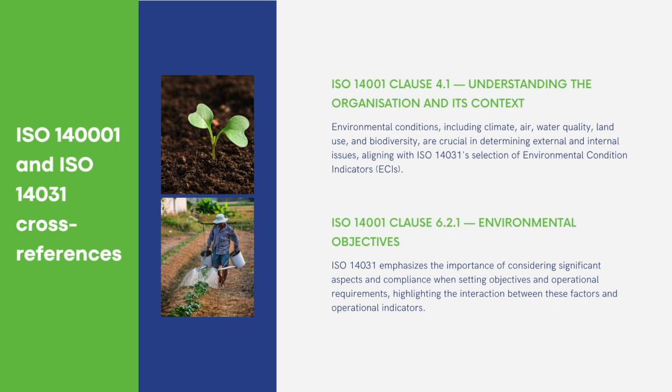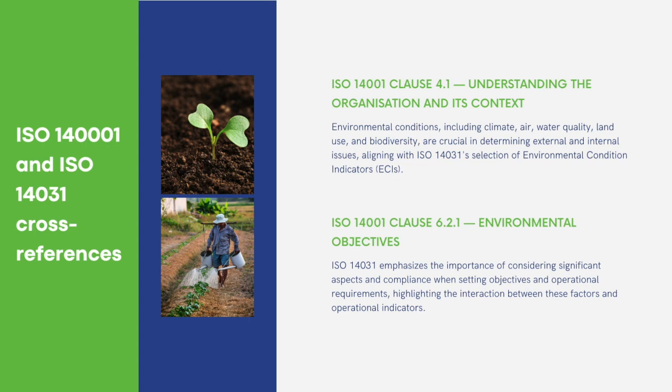Now, let us talk about ISO 14001 and ISO 14031. ISO 14001 and ISO 14031 are two related but distinct standards that address environmental management. ISO 14001 provides a framework for establishing and maintaining an environmental management system, while ISO 14031 provides guidelines on environmental performance evaluation. Integrating ISO 14031 into ISO 14000 involves incorporating environmental performance evaluation processes into the EMS.